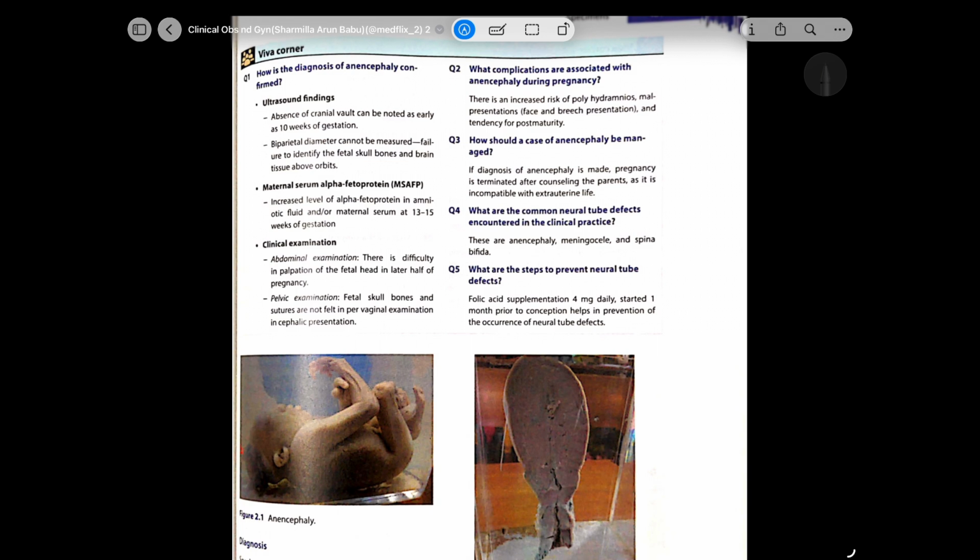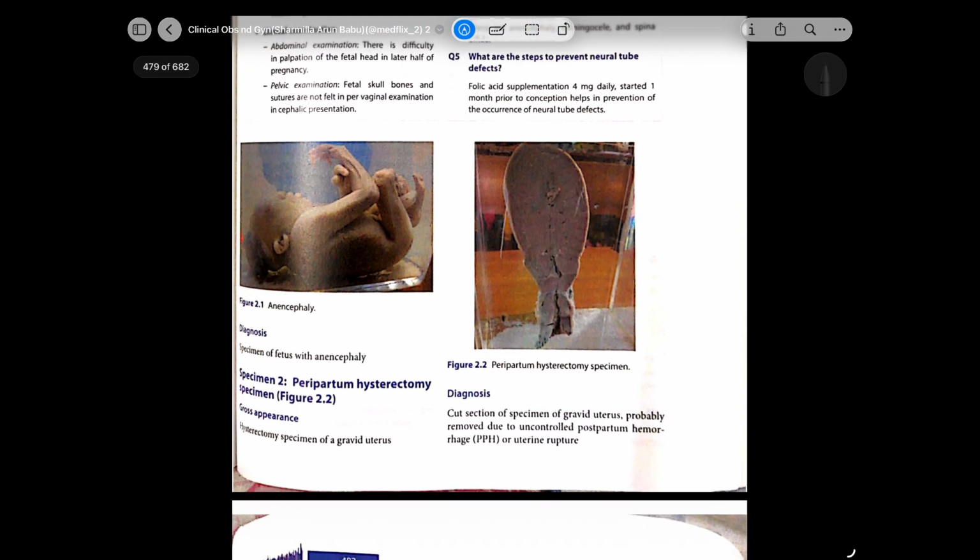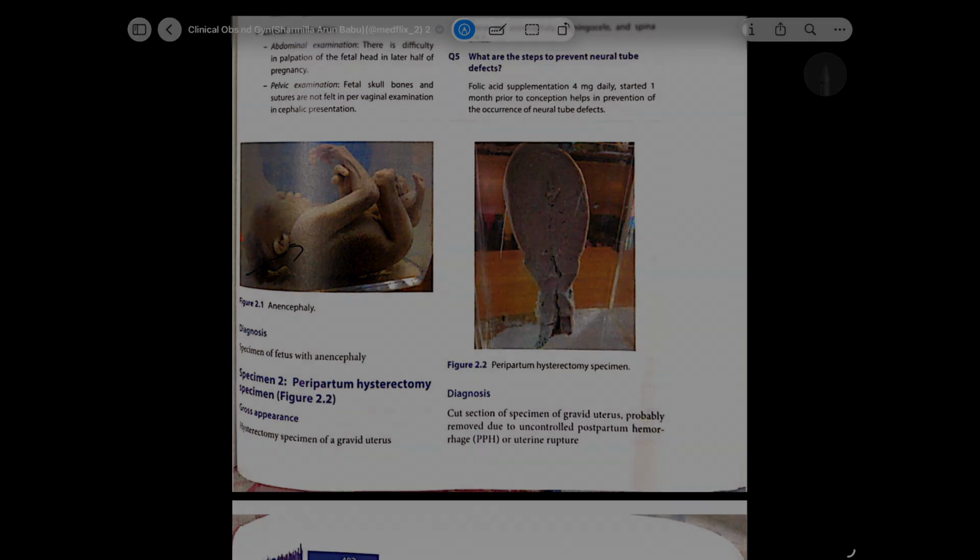Clinical examination, abdomen examination. There is difficulty in palpation of the fetal head in later half of the pregnancy. Pelvic examination, the fetal skull bones and sutures are not felt in per-vaginal examination in cephalic presentation. So this is how it looks. Diagnosis? Specimen of fetus with anencephaly.